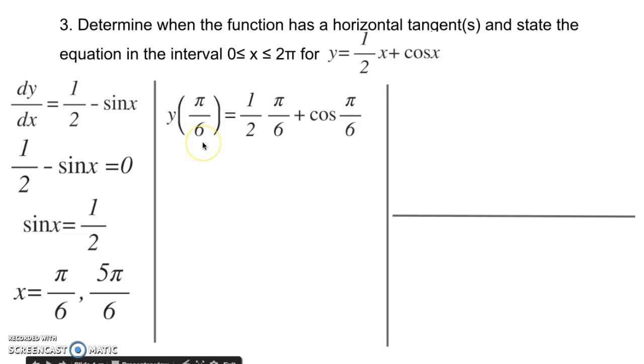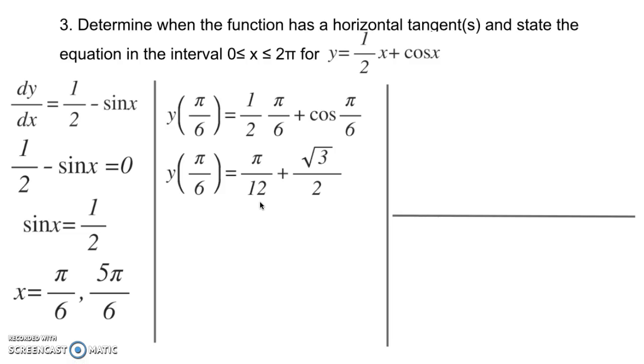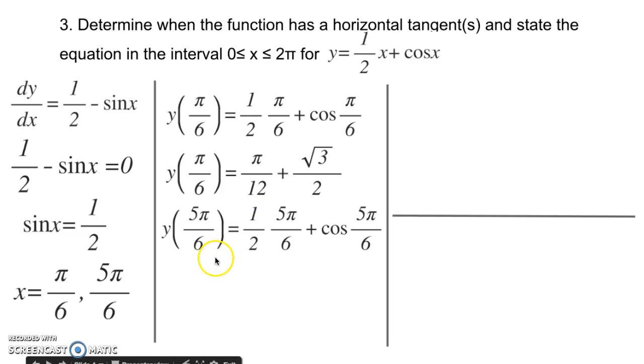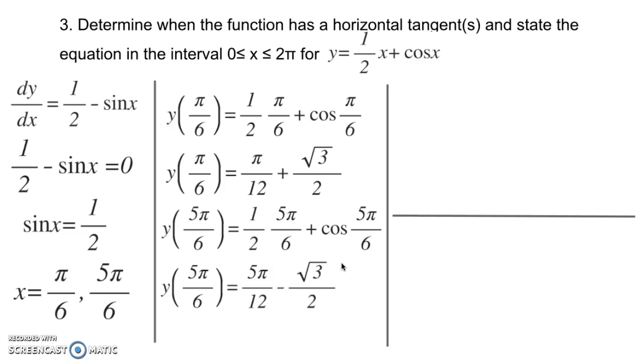Then plugging pi over 6 into the original function, we get 1/2 pi over 6 plus cosine pi over 6, or simplified, pi over 12 plus radical 3 over 2. Then doing the same with 5 pi over 6, we get 1/2 5 pi over 6 plus cosine 5 pi over 6, or simplified, 5 pi over 12 minus radical 3 over 2, since cosine is negative in the second quadrant.